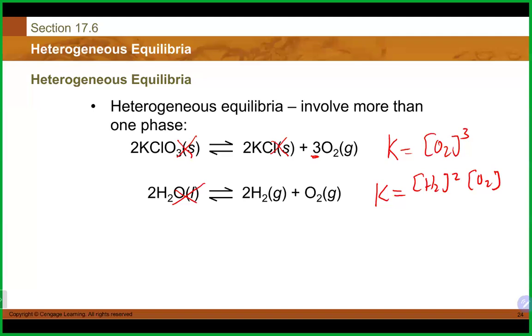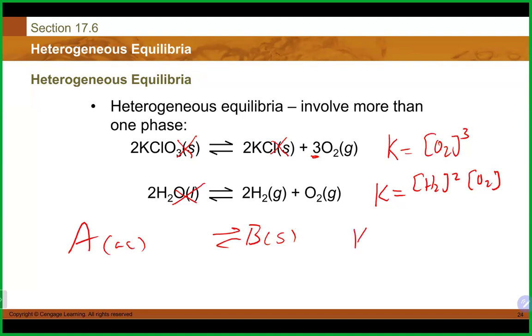By the way, though, if you did have water that was a gas, you would include it because it is a gas in that case. So here, though, in the liquid form, we would not include it, which is probably your common one. Now, for some reason, if you had an equilibrium where maybe this was a solid and you had some aqueous stuff over there.